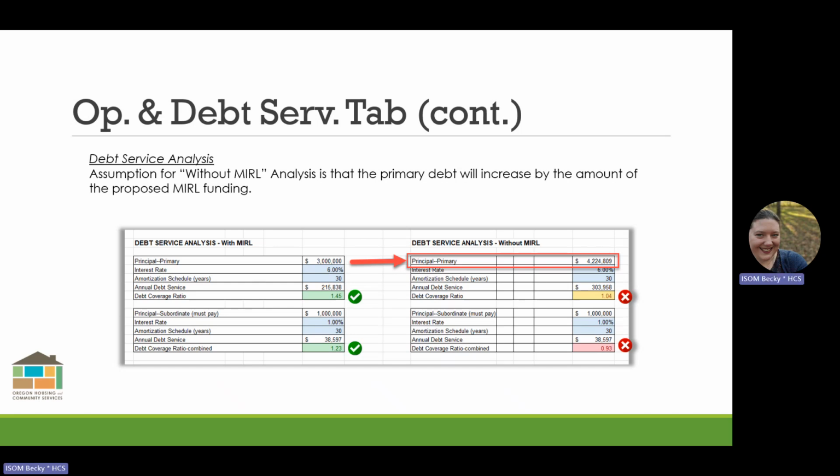The debt service analysis section at the bottom of this tab assumes that if there were no MURL funds, the primary loan would have to be increased to cover the gap amount. These different debt service analyses will go deeper on the cash flow tabs.